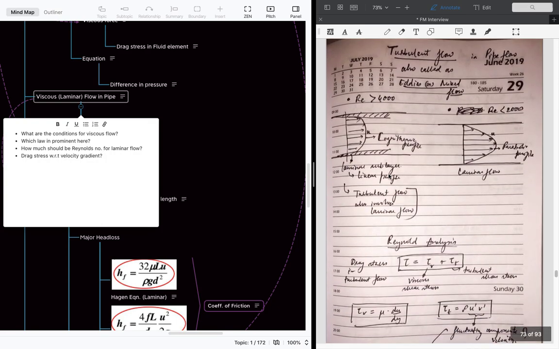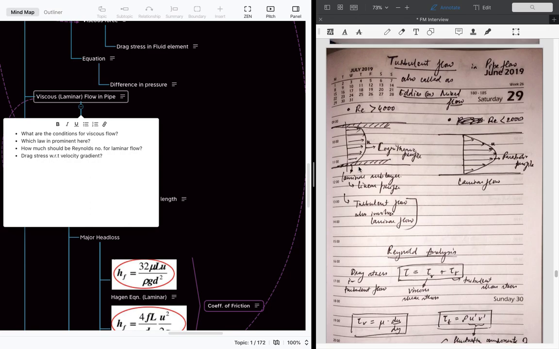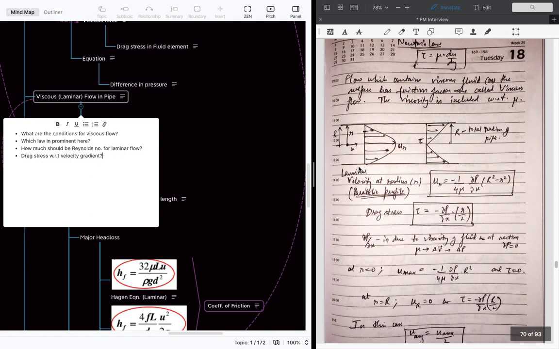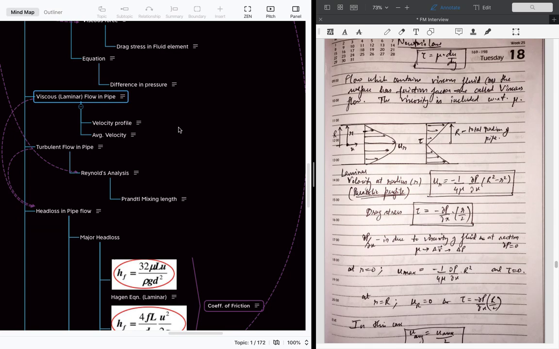So it is coming here. We will see that. So for laminar flow, the Reynolds number should be less than 2000. Drag stress with respect to the velocity gradient, we will see how it relates to the drag stress versus velocity gradient later.